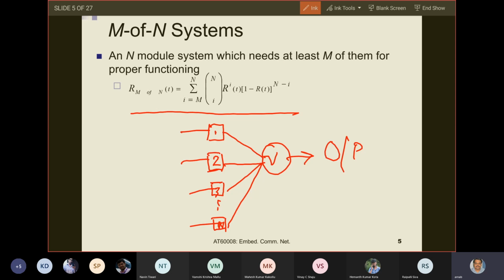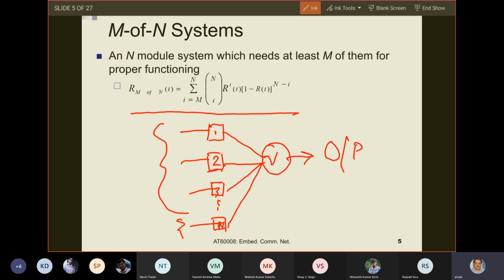So if you take any instance, let us say the first n minus 1 are working correctly and the nth component is not working correctly. For that, you do not need this combination. The formula will be r to the power n minus 1 into 1 minus rt. But any one of these components can fail and the rest n minus 1 can be working. So you have to multiply this with NC n minus 1. So this was the case for one of the components working incorrectly and n minus 1 working correctly.